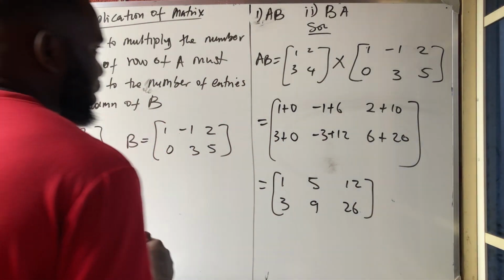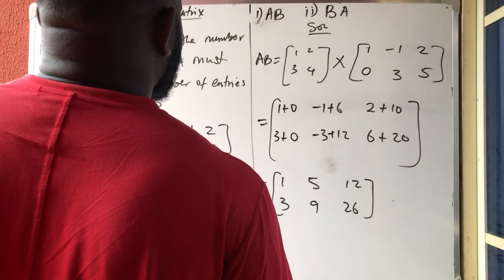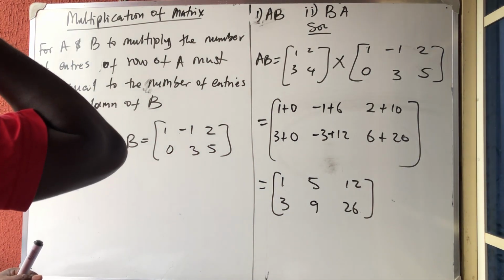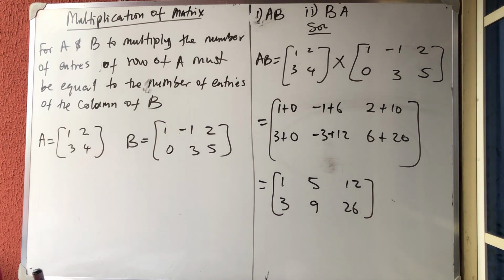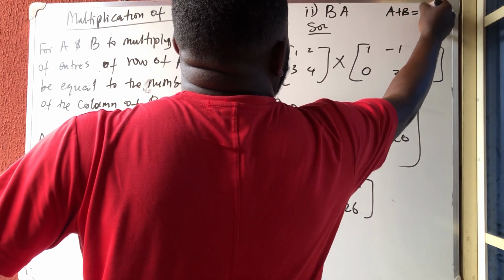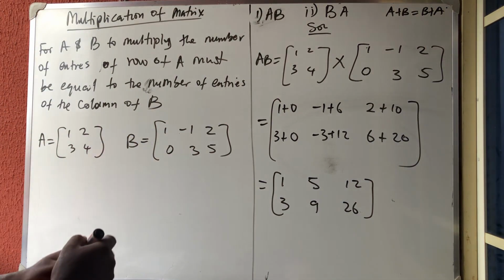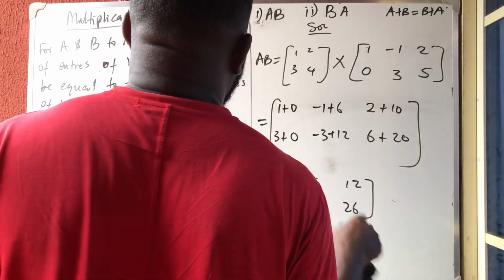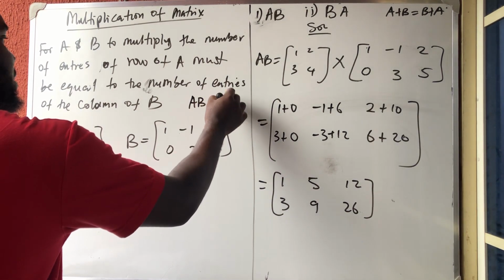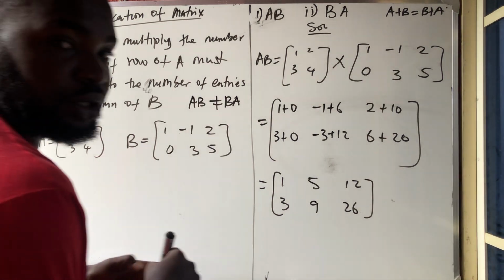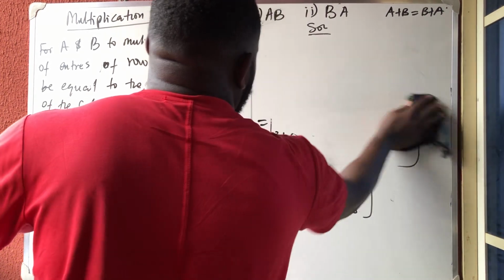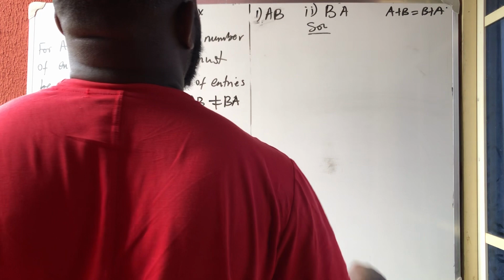So that is that. But let's check if B cross A is possible. You know, I didn't tell you that in addition of matrix, they are closed. What do I mean by closed? A plus B must be equal to B plus A. But multiplication is not so. A times B is not the same thing as B times A in matrix. So let us check that.